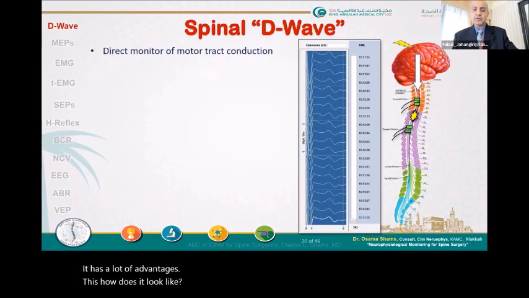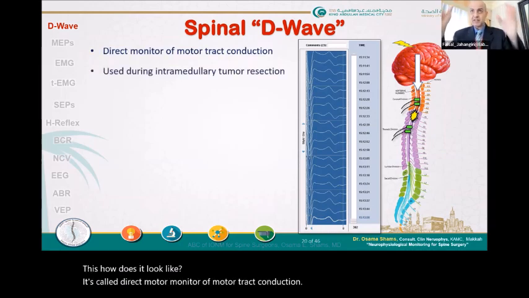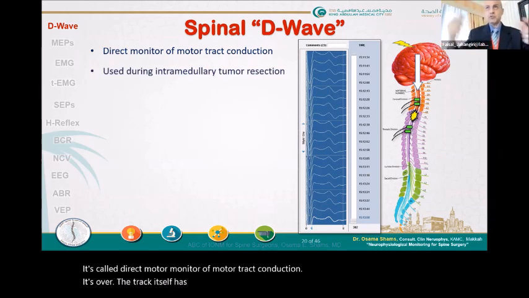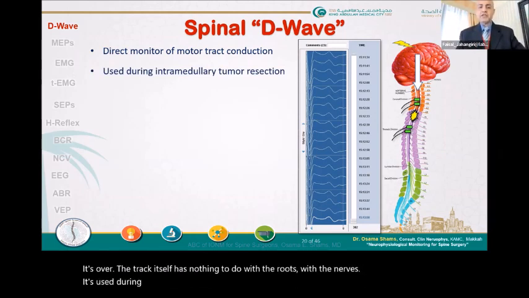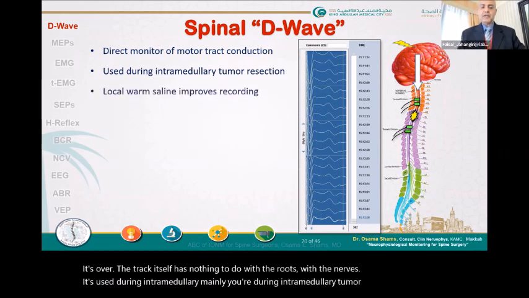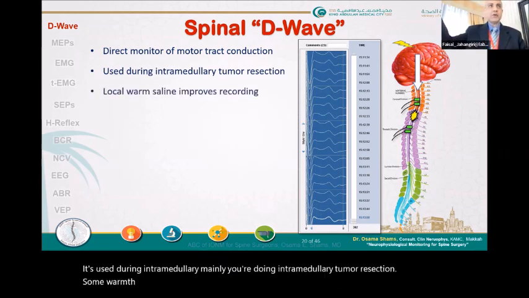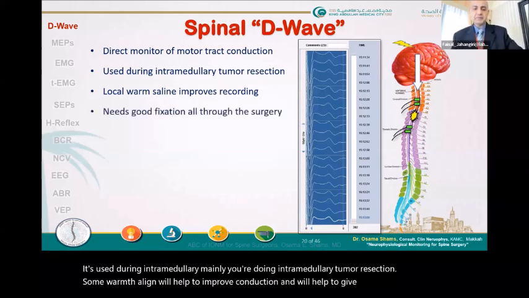It's called direct motor monitoring of motor tract conduction. It's over the tract itself. It has nothing to do with the roots or the nerves. It's used mainly during intramedullary tumor resection. Some warm saline will help to improve conduction and give a better signal.